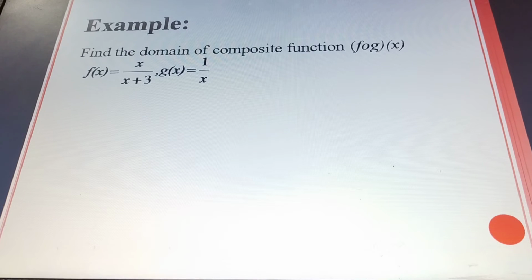Here is one example. Find the domain of the composite function f composite g of x. The first step is to find the domain of f of x. That means find the set of points at which f of x is defined. Here f of x and g of x are rational functions, so we can easily find at which points the function is undefined. So first find the set of points at which f of x and g of x are undefined and remove those points from the set of real numbers.